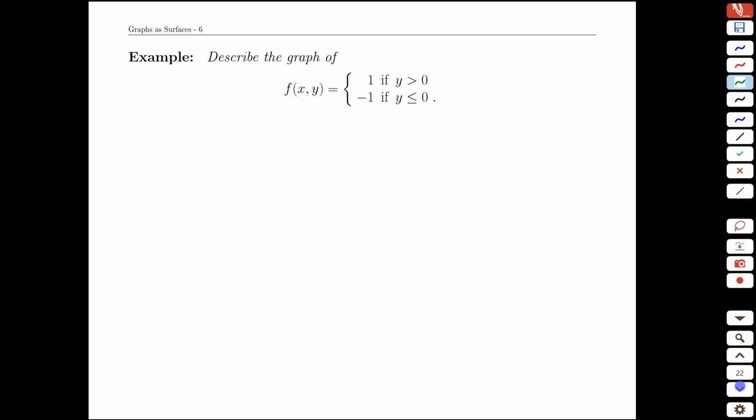Well, let's take it up one more notch. Imagine our function of x and y is 1, so these are z values, these are heights, these are vertical up and down values, plus 1 if y is positive, and -1 if y is negative. And because x is not explicitly listed or not used in the calculation, it's going to be the same for all x values. So how does that work?